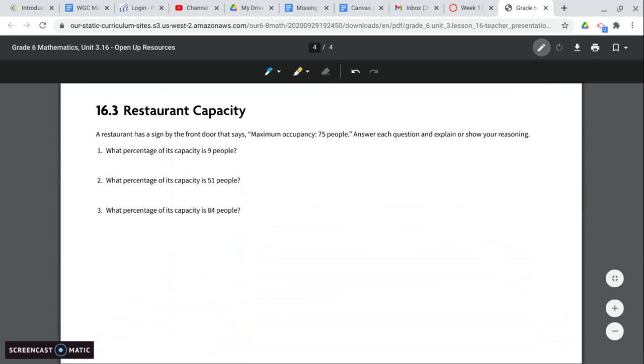All right, the next thing we're looking at: a restaurant has a sign by the front door that says maximum occupancy, 75 people. Answer each question and explain or show your reasoning. What percentage of its capacity is 9 people? So we take our 9 and divide it by the possible occupancy. So 9 divided by 75 is going to give us 0.12. Then we multiply that by 100 and we get 12%.